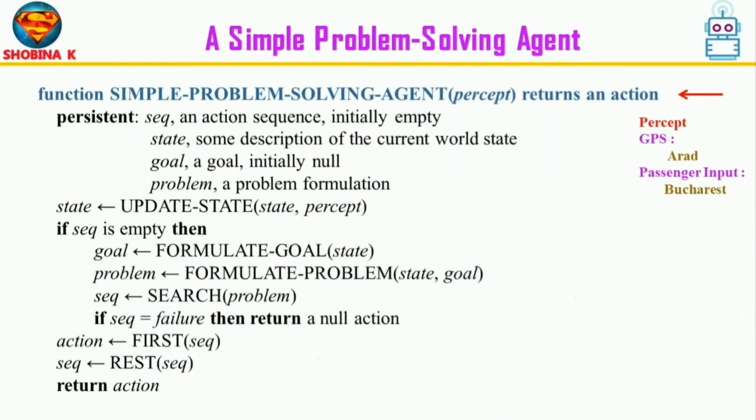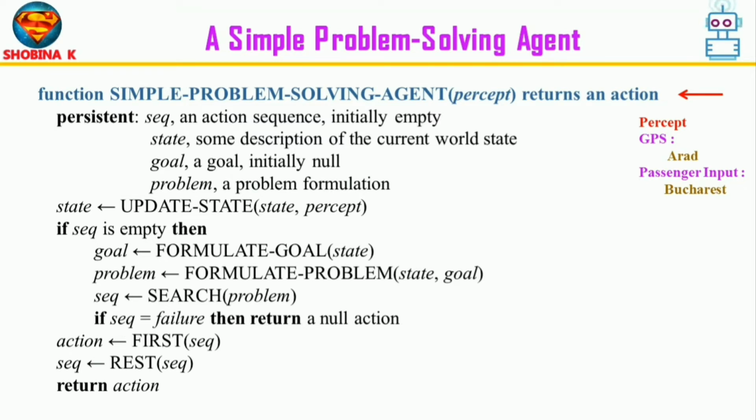We will try to understand what the different steps in the pseudocode do. Now we have the percept as the input. Let's say the sensor that we have is a GPS sensor, and also whatever input is specified by the passenger from the keypad as his destination. That is, whatever destination is specified would be part of the percept. So let's say the current percept is Arad. That is, the GPS says that we are in Arad now, and the input destination is Bucharest. So these two values constitute the current percept.